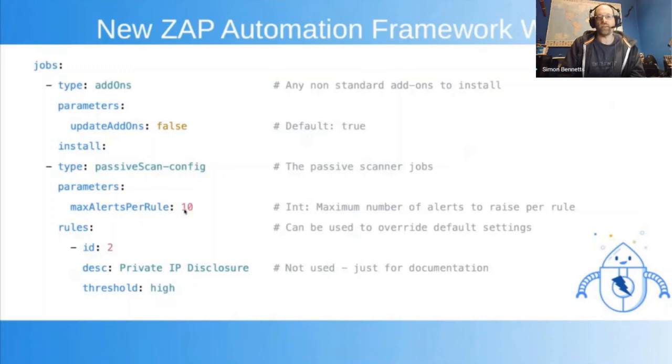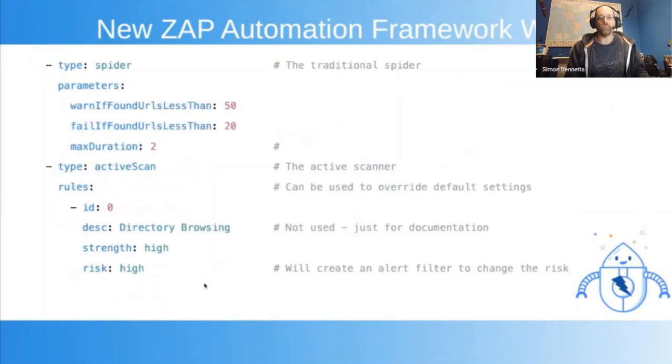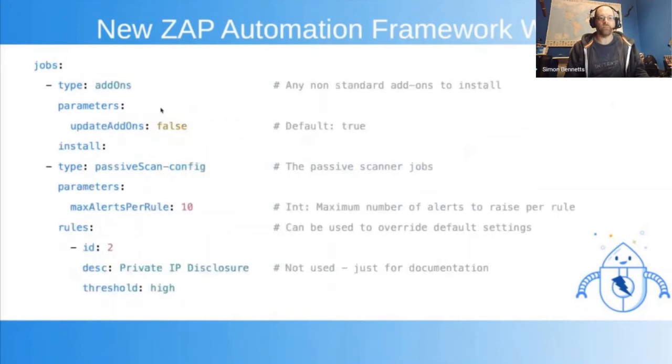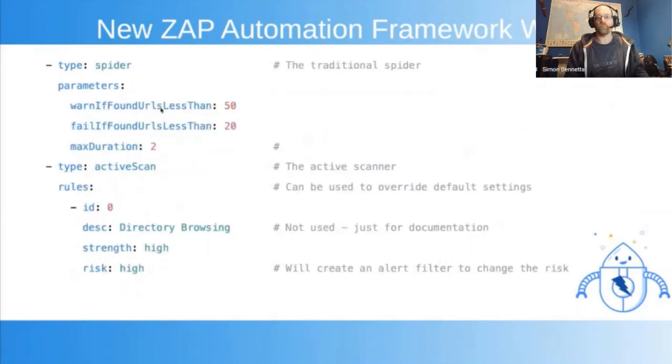Those jobs will be things like installing add-ons, so you can install any non-standard add-ons, configuring the passive scan, and overriding the passive scan rule configuration, so you can ignore certain rules or change the thresholds of certain rules. You can run the spider, both the traditional spider and the Ajax spider, and it'll be able to do some fun things. You can warn if we don't find enough URLs, or fail if we don't find enough URLs.